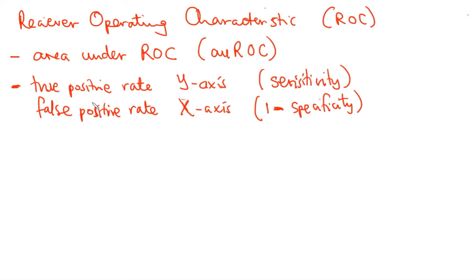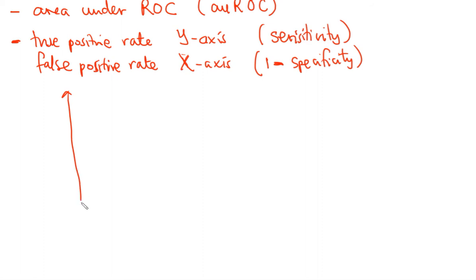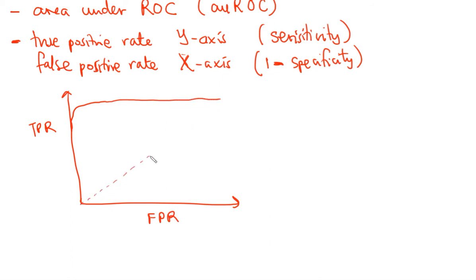So this ROC is plotted like this, right? Let's quickly plot an example. This is the true positive rate, and this is the false positive rate. It can be plotted like something like this. And usually Python will plot a line at a 45 degree angle like that. So let's explain what this means.